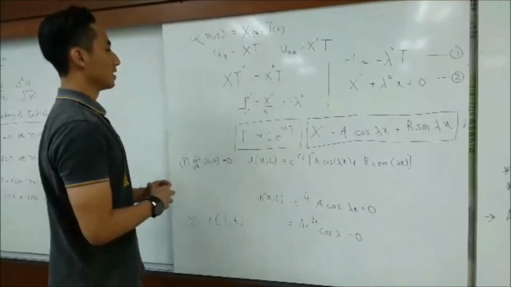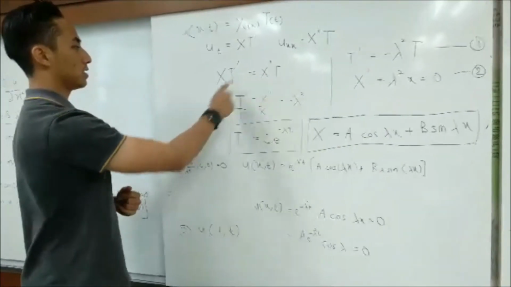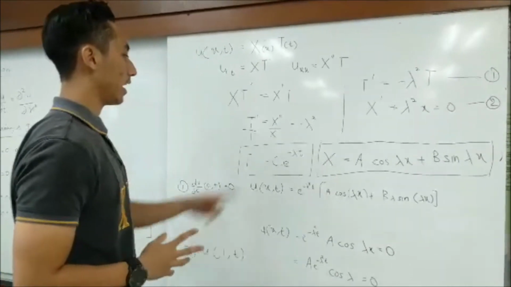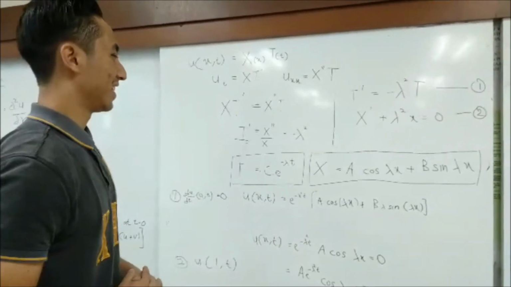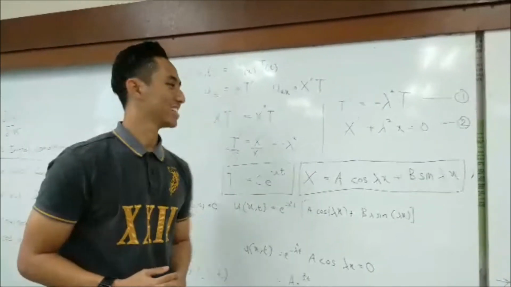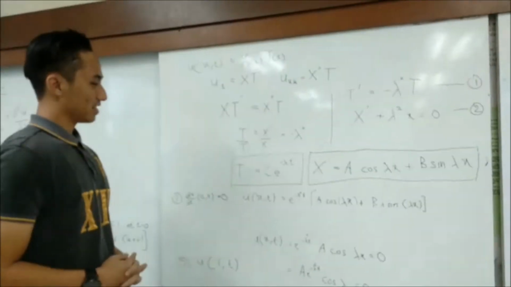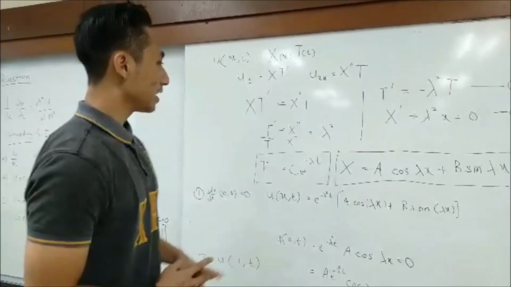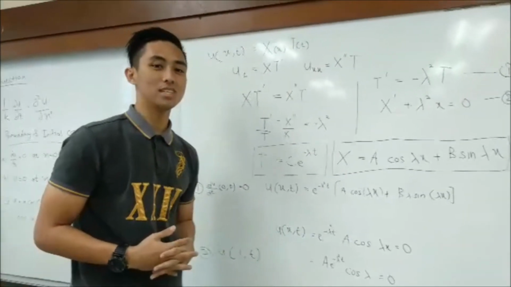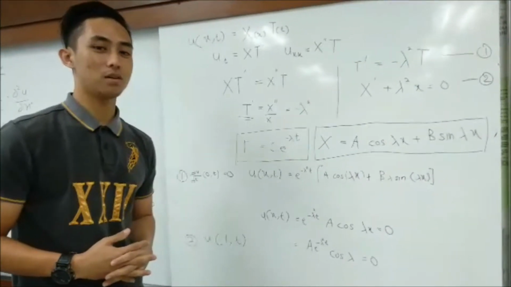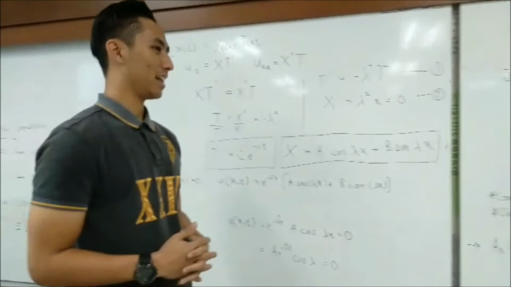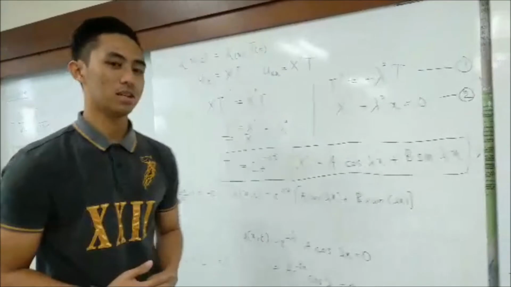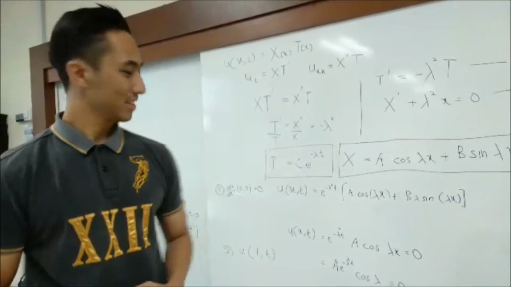Then we bring the t at the same place and x at the same place. Then we will get negative lambda square. From the initial condition, we get the integrating factor T equals C exponent e to the power of negative lambda t. And this is our possible solution, X equals A cos lambda x plus B sin lambda x.